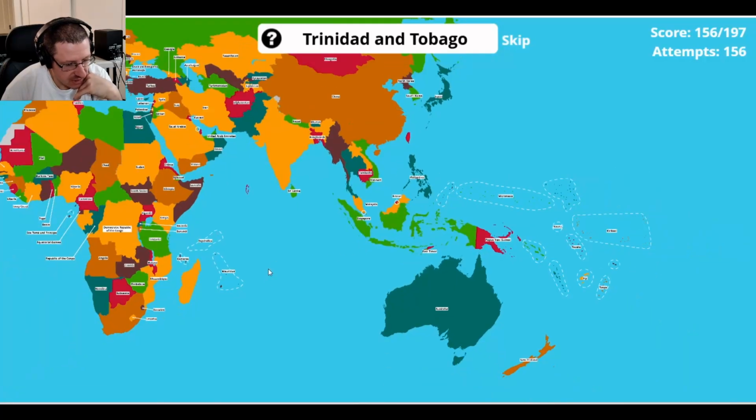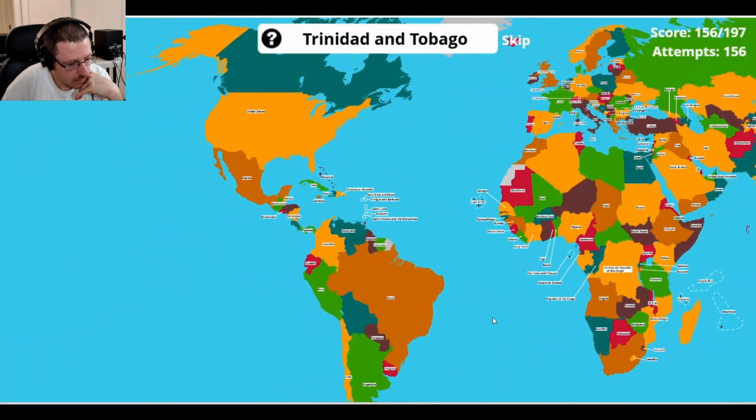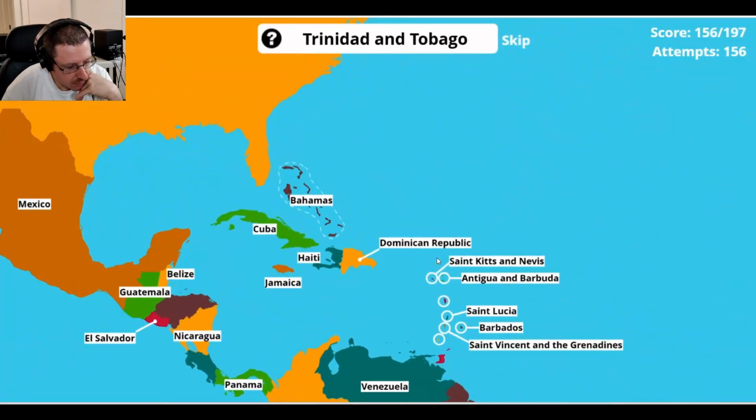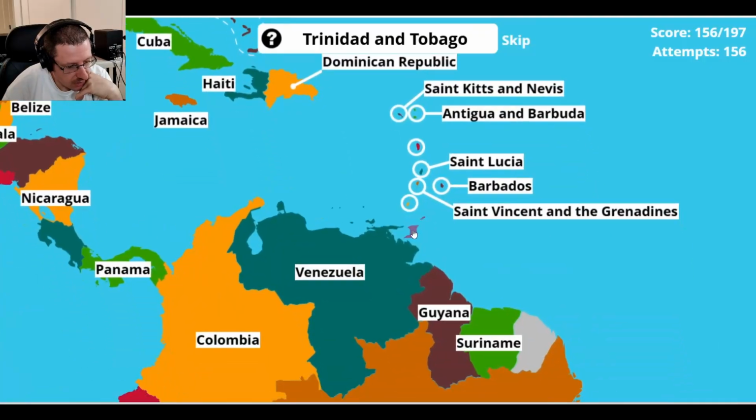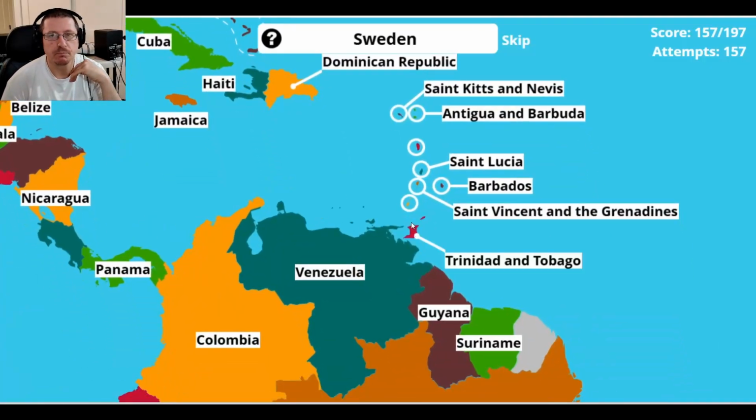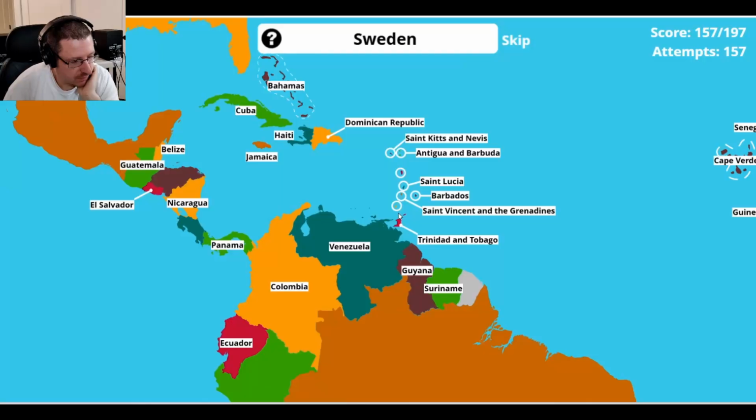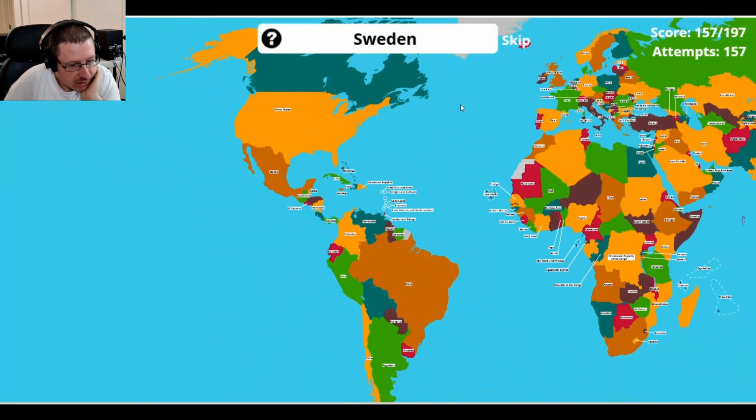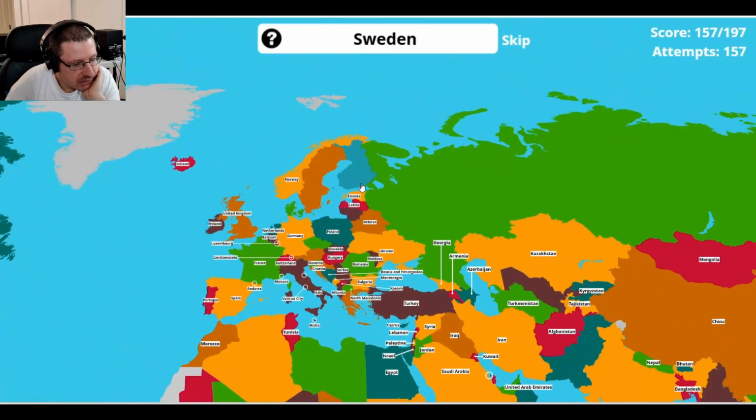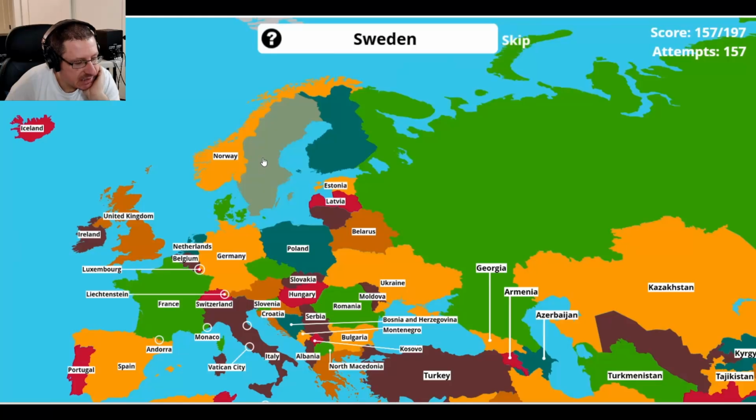Trinidad and Tobago is in the Caribbean. Trinidad and Tobago is right here. That's where the limbo dance originated from. Sweden is right here. Sweden has 100,000 lakes.